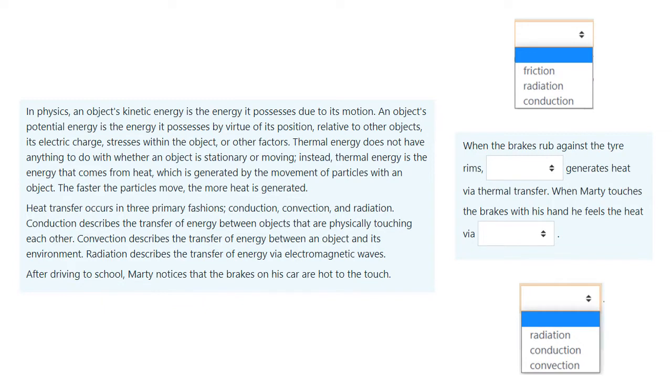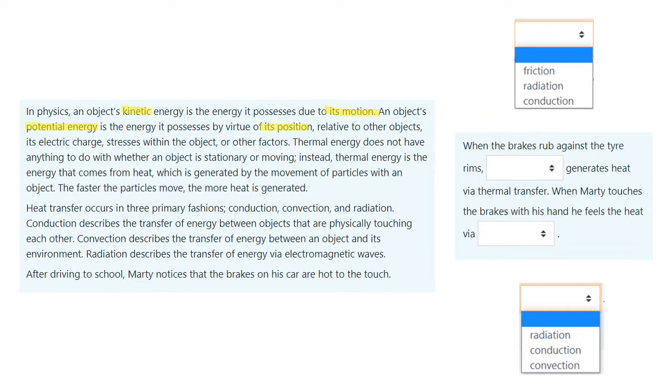When the brakes rub against the tire rim, what generates heat via thermal transfer? We have the option of friction, radiation, or conduction. When Marty touches the brakes with his hand, he feels the heat via radiation, conduction, or convection. So, in physics, an object's kinetic energy is the energy it possesses due to its motion. An object's potential energy is the energy it possesses by virtue of its position. So potential energy is about the position, kinetic energy is about the moving.